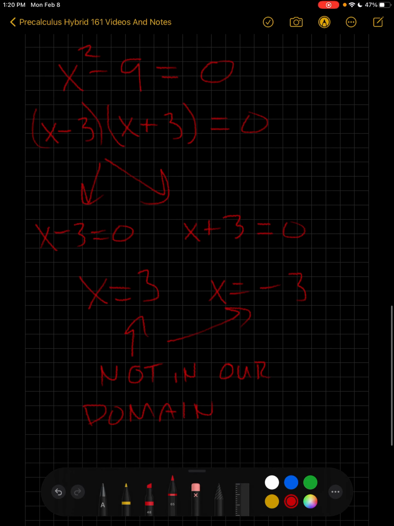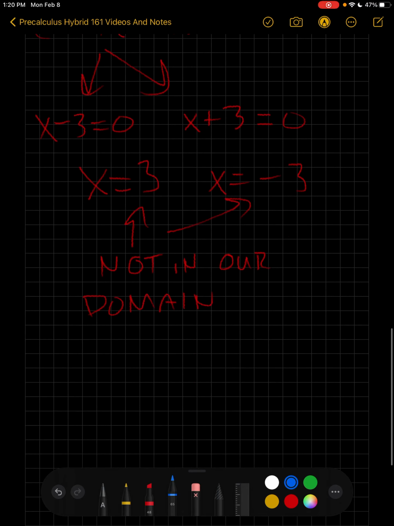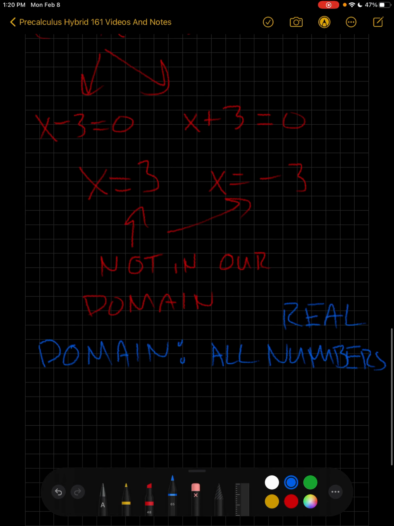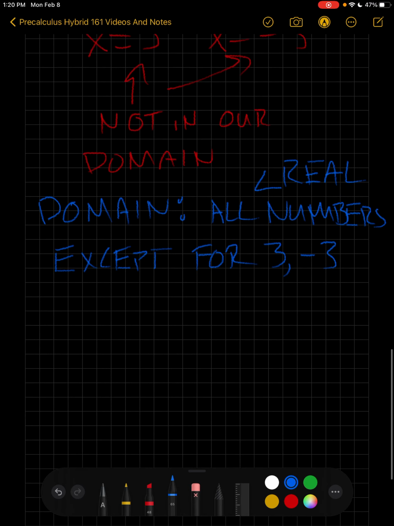So in other words, our domain is every number except for 3 and -3. So our domain, all numbers, I'm going to say all real numbers, except for 3 and -3. In English, that's perfectly understandable. Let me show you how to put it in interval notation. So what I like to do is draw myself a little number line. You don't have to.